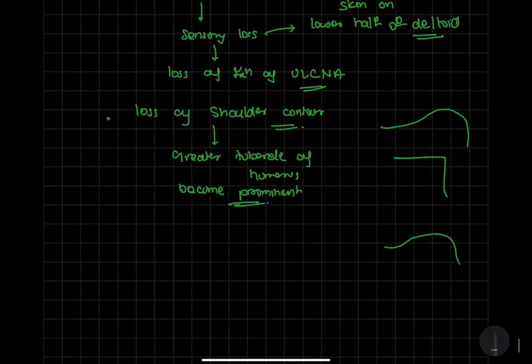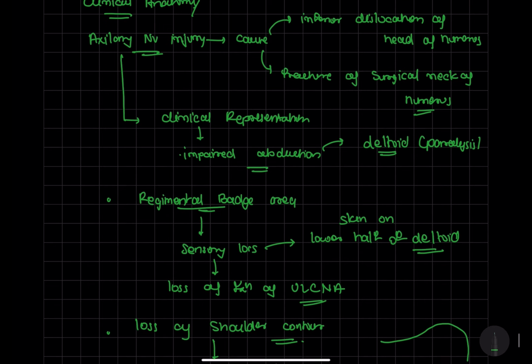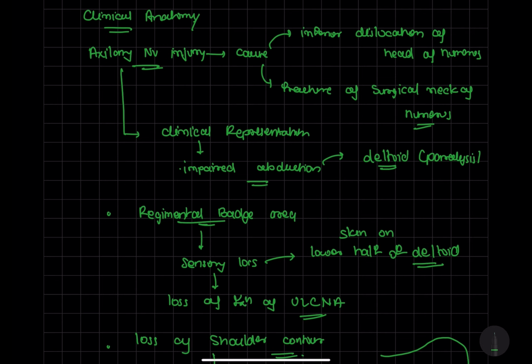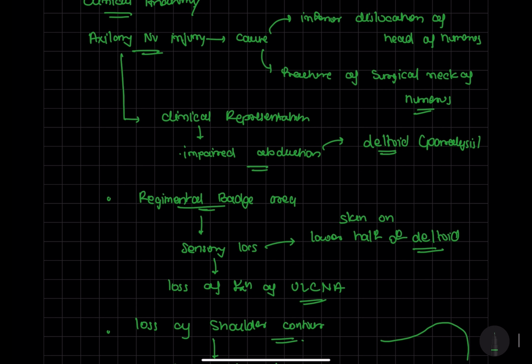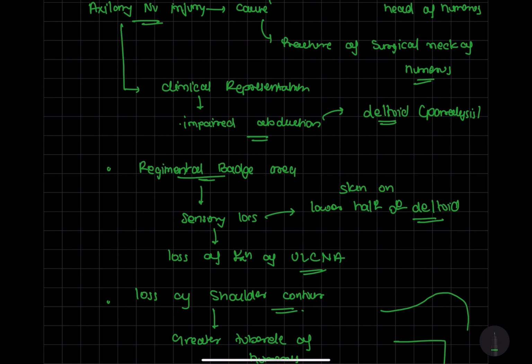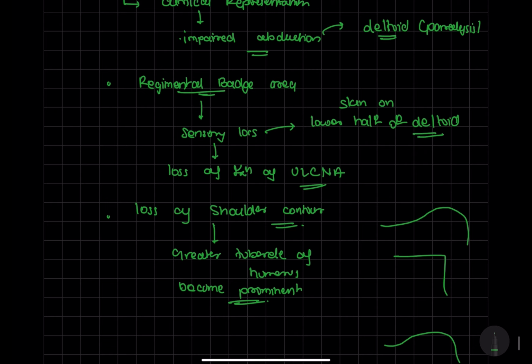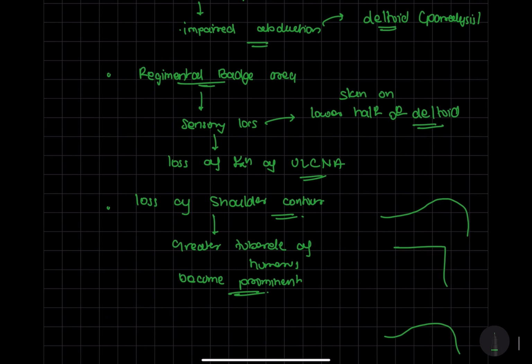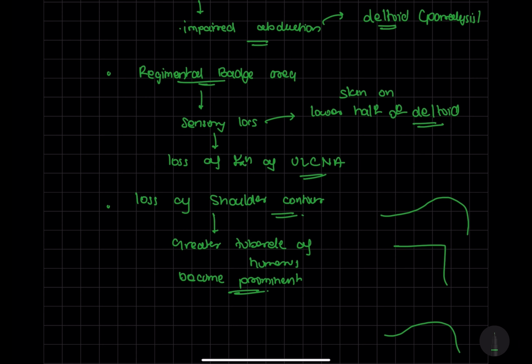Okay, so these are the clinical features associated with the axillary nerve. Why may the axillary nerve be damaged? Because of inferior dislocation of the head of the humerus at the shoulder, or a fracture of the surgical neck of the humerus. What would be the clinical presentation? It would be impaired abduction, because the deltoid is paralyzed. Then the regimental badge area, that is your sensory loss. And lastly, a prominent greater tubercle of the humerus, because the deltoid has atrophied.